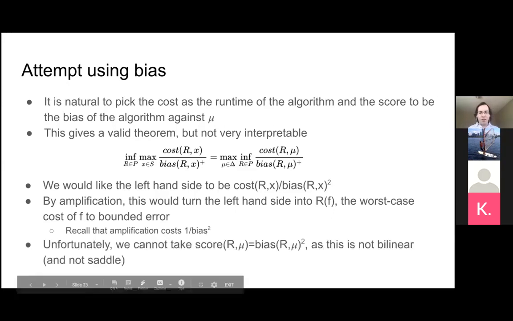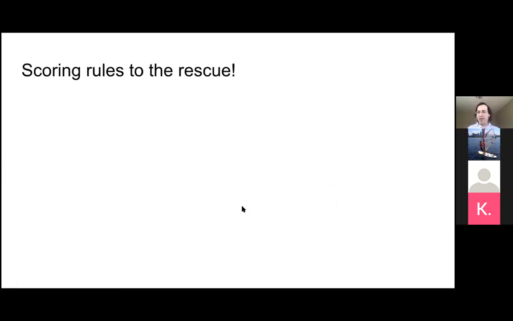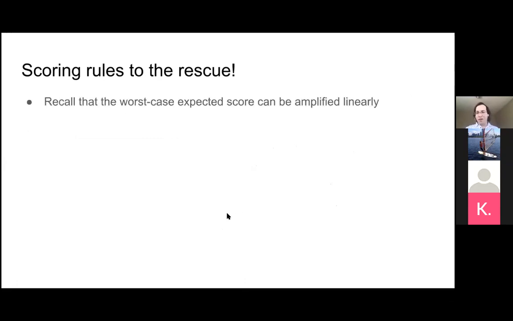Unfortunately, we can't just put score equals bias squared in our theorem because bias squared is not bilinear and it's not saddle and it doesn't satisfy the properties. So that minimax theorem will in general fail. So instead, as the notation suggested, we are going to use the squaring rule. And this helps because the worst case expected score can actually be amplified linearly. That is, this amplification expression, 1 minus s to the k, is roughly k times s, which is linear. So to get from s, which might be small, to a constant, you only choose k to be 1 over s.